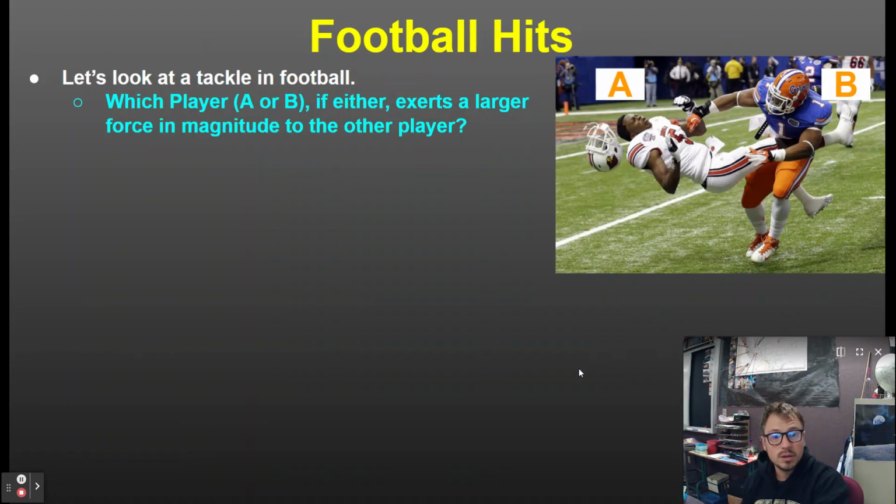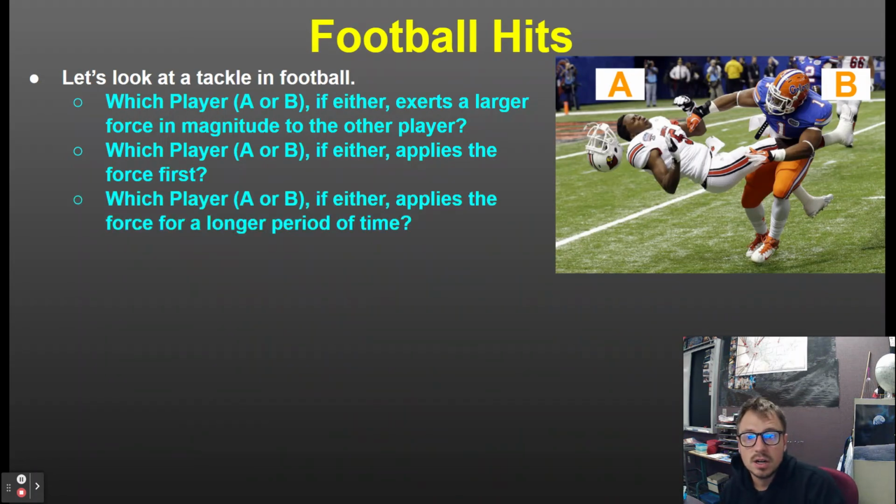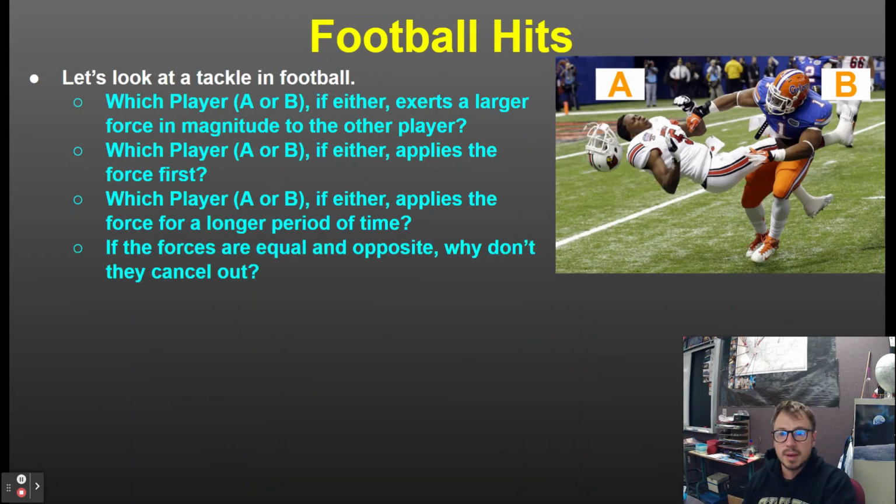Well, by Newton's third law, we know that those forces are opposite and equal. Which player applies the force first? Well, they're going to be the same. Force pairs are simultaneous. They start at the same time. Which player applies the force for a longer period of time? Well, force pairs are simultaneous, which means that they're applied for the same amount of time.